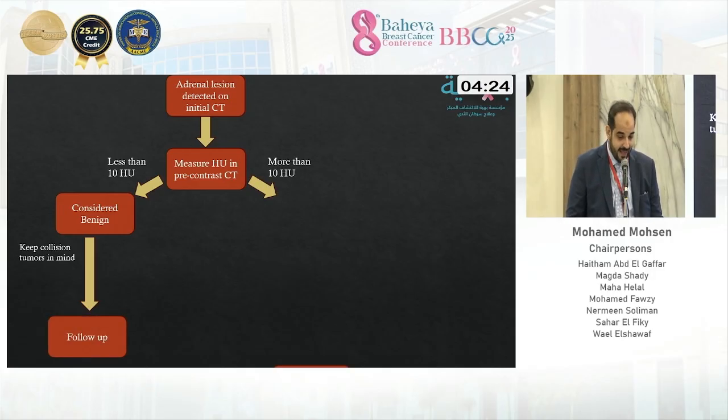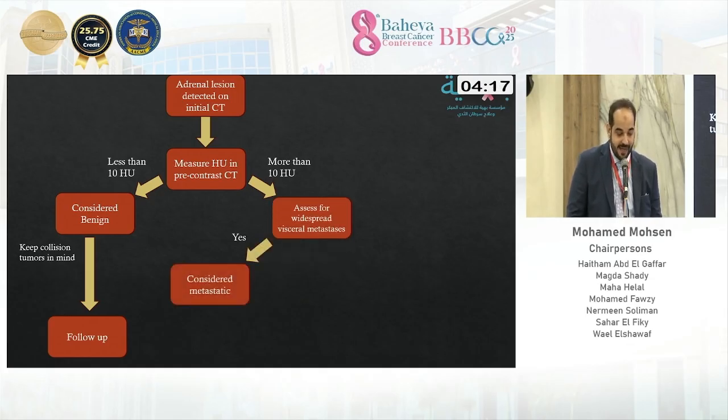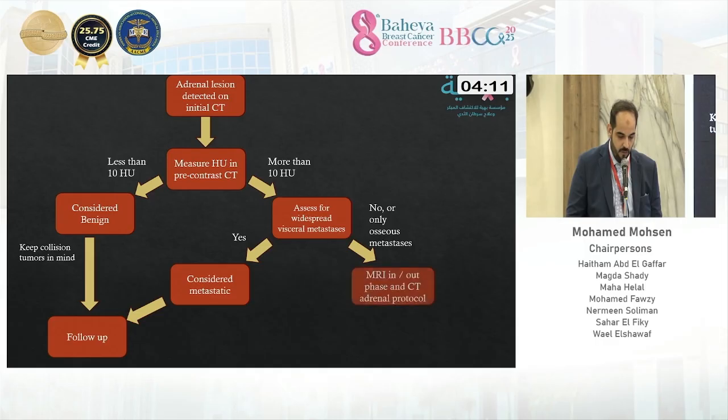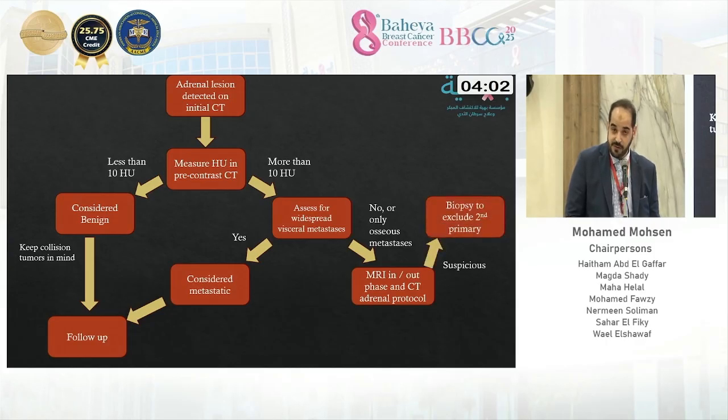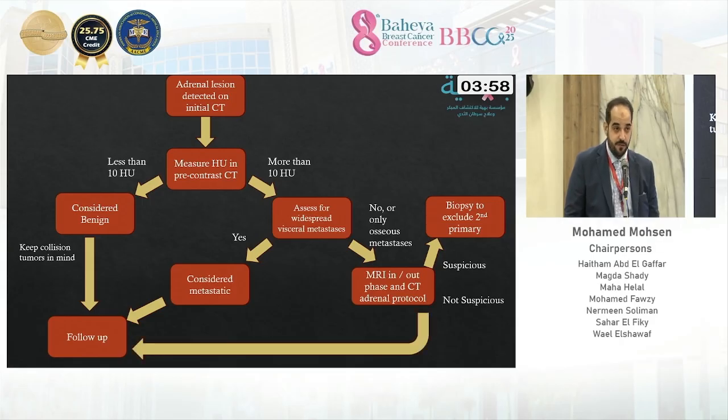If it's more than 10 Hounsfield units, assess for widespread visceral metastases. If yes, consider it metastatic and follow up. If no, or only osseous metastases, you should perform an MRI in and out of phase and CT adrenal protocol if needed. If it's suspicious, biopsy to exclude a second primary. If it's not suspicious, you should proceed for follow-up.